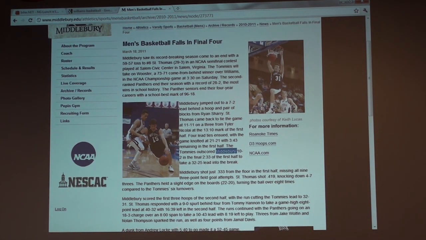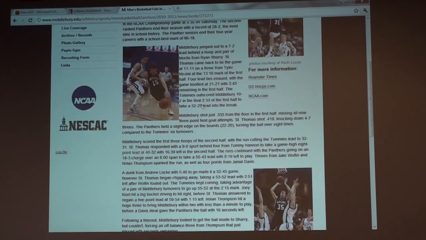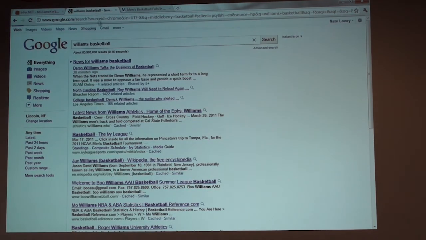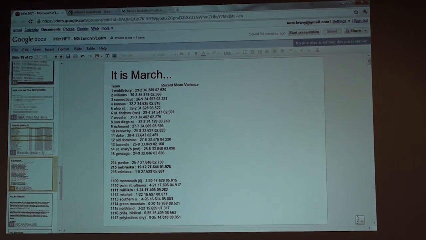Okay, Middlebury, St. Thomas, Worcester. Worcester was up there too. And there's Williams. So the final 4 was in our top 10 for the division. We could have picked Division Two pretty well. So I don't know. Lesson learned, I guess.